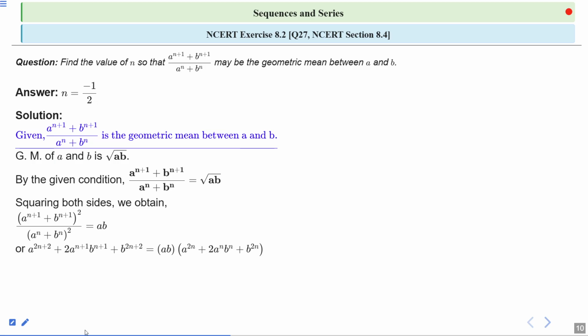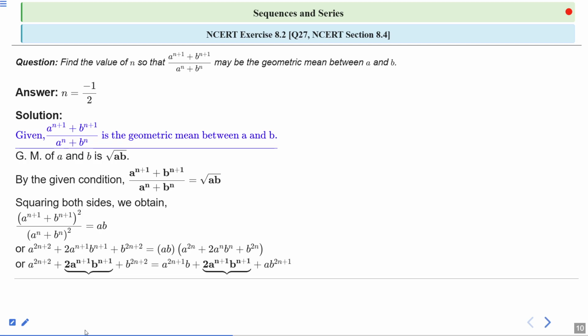Now if we cross multiply, and expand (a^(n+1) + b^(n+1))², that is (a^(n+1))², which means a^(2n+2), plus 2 times a^(n+1) multiplied with b^(n+1), plus (b^(n+1))², that means b^(2n+2). This is equal to ab times (a^(2n) + 2 a^n b^n + b^(2n)). Basically, we used here the identity (a + b)² = a² + 2ab + b².